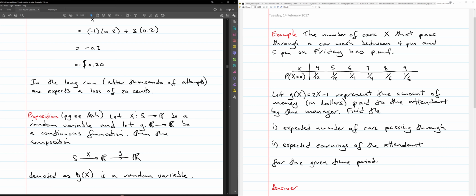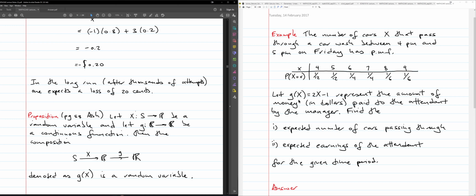This is a random variable, because if you look at the composition, it's a function from the sample space to the reals. So that is how you would formally consider this. If x is a random variable, such as this example, then g of x is also a random variable.